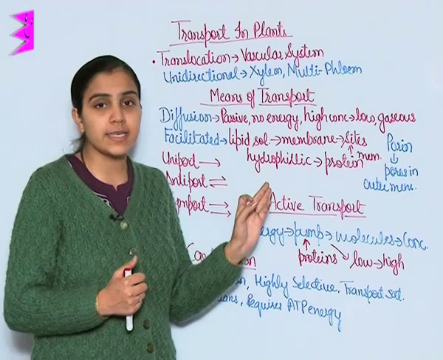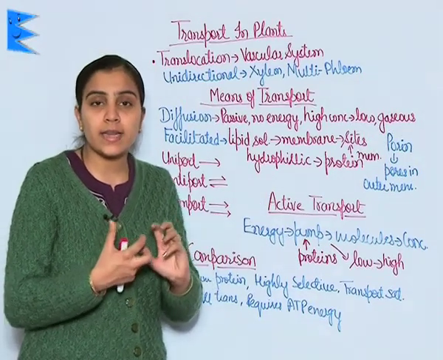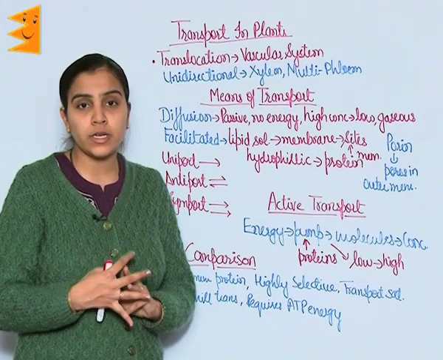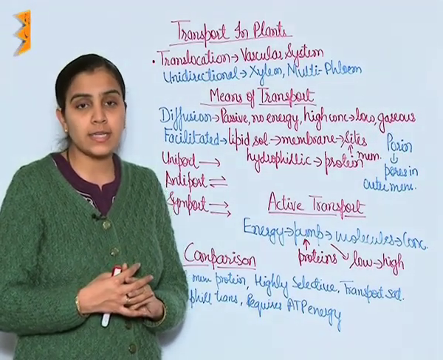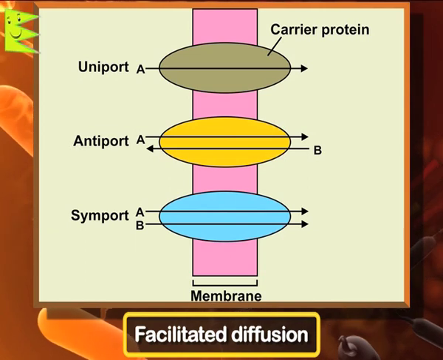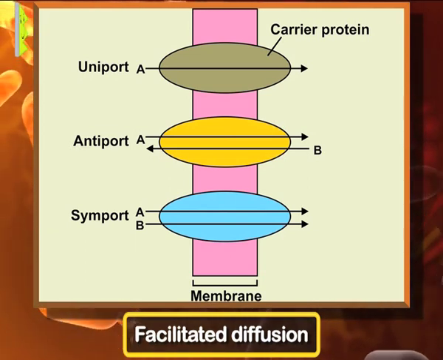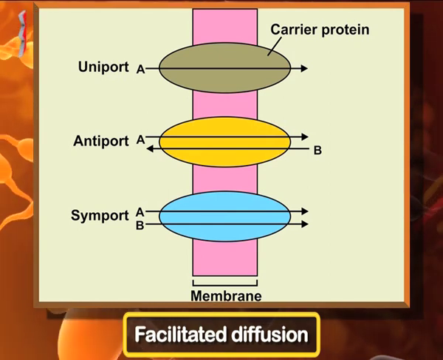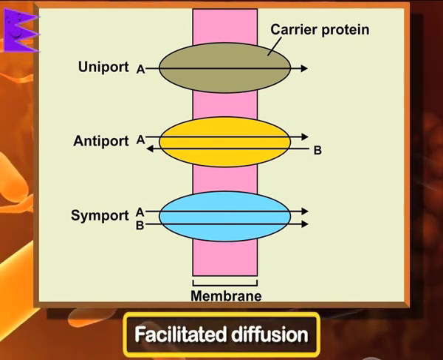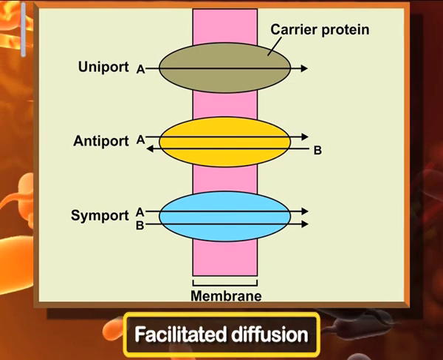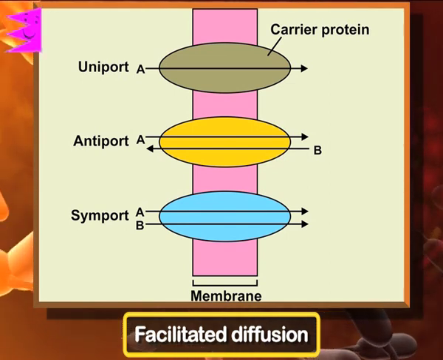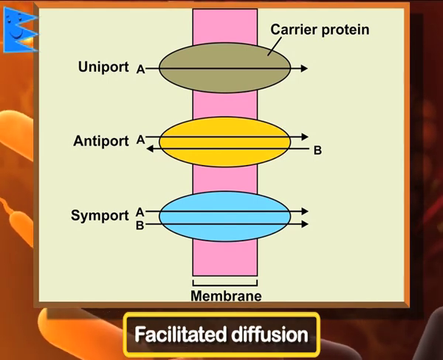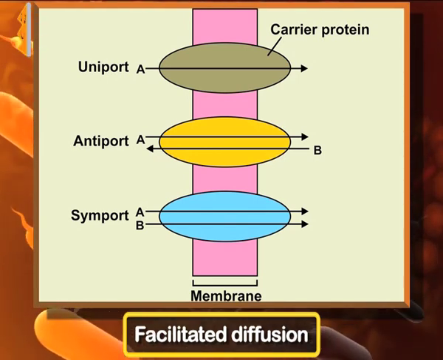In certain cases, these proteins act as carriers only when two molecules are moving together. You can see in the diagram, in this case, 3 types of movement are visible. Uniport, the movement is taking place in only one direction. Antiport, one molecule A is going inside and B is coming out. Symport, both the molecules A and B are going in the same direction.